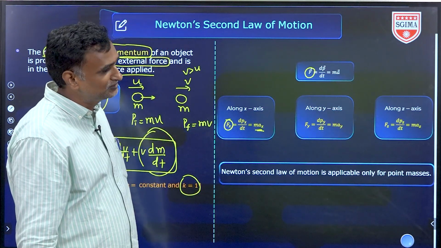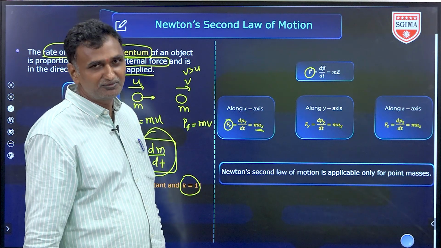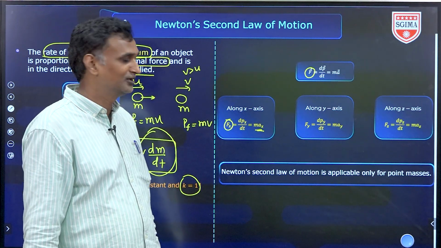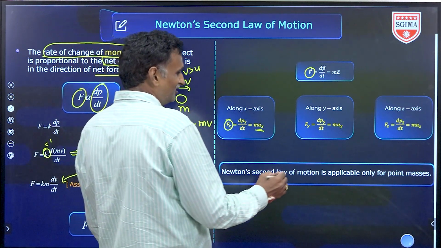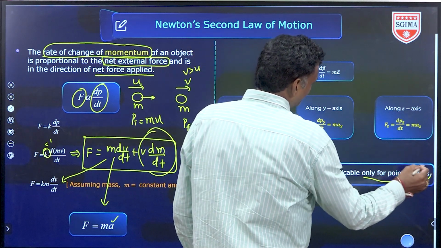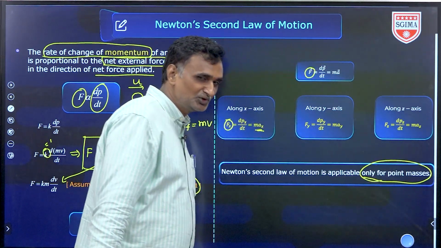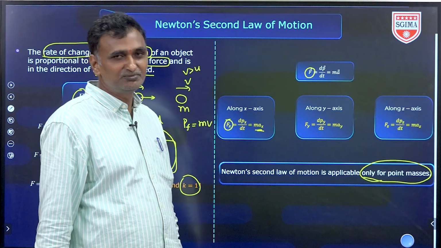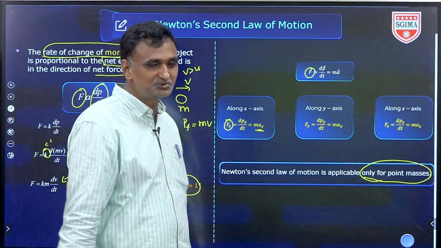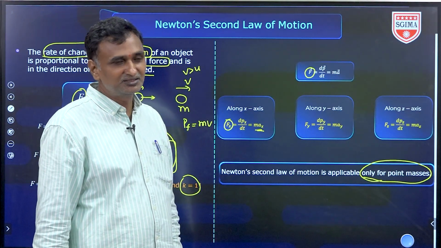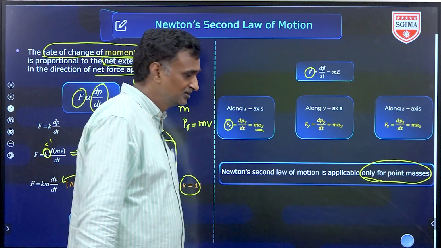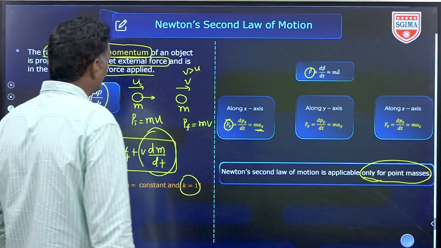Now the very essential point to discuss for applying Newton's law: Newton's second law of motion is applicable only for point masses. Only for point mass situations can we apply this Newton's second law, right? So let us move on to the next slide.